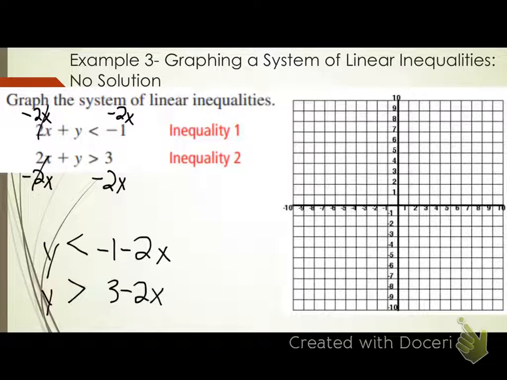First inequality, what's my y-intercept? -1. Put a point at -1 on my y-axis. What's my slope? -2/1. So which two directions do I go? You're gonna go down, right. Down 2, right 1. Keep going until I can't fit any more points. What other two directions can I go? Up 2, left 1.